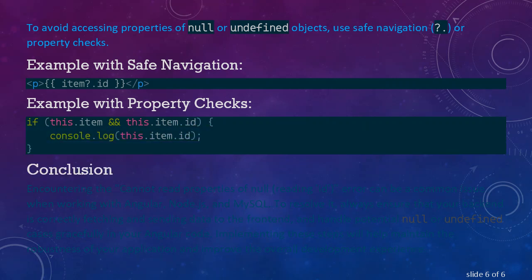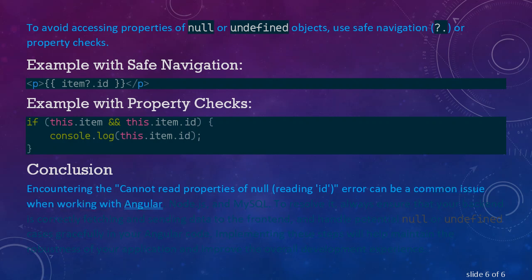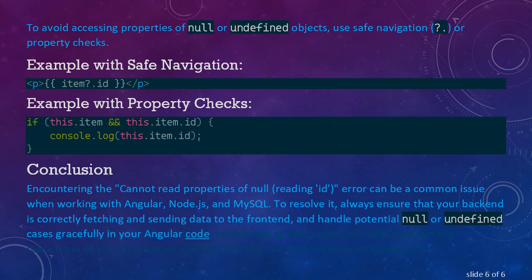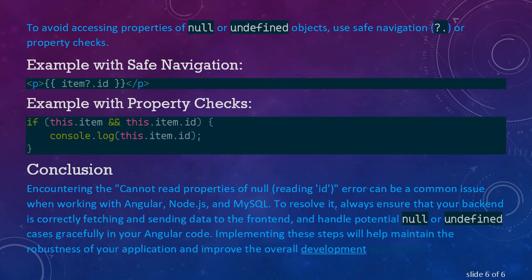Conclusion. Encountering the "cannot read properties of null, reading id" error can be a common issue when working with Angular, Node.js, and MySQL. To resolve it, always ensure that your backend is correctly fetching and sending data to the frontend, and handle potential null or undefined cases gracefully in your Angular code. Implementing these steps will help maintain the robustness of your application and improve the overall development experience.